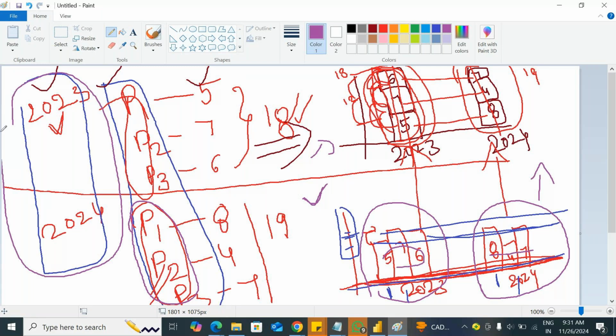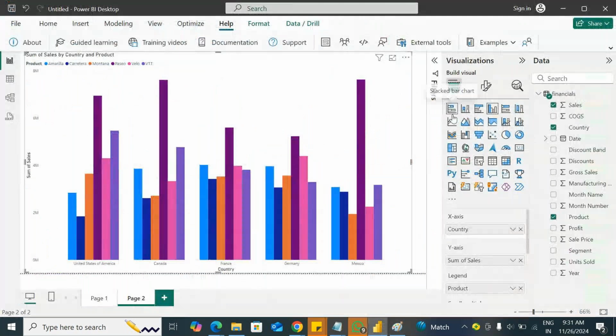So whenever you want to compare anything, and whenever you have two dimensions, at that time you need to understand which dimension you want to compare. If you want to compare with the first dimension, you need to go with either stacked column or stacked bar. If you want to compare it here, either you can go with a clustered bar or clustered column charts. These are all about the first four visualizations that we have.